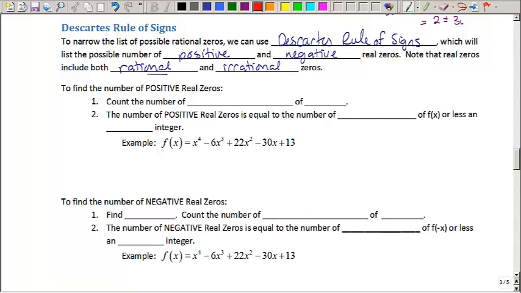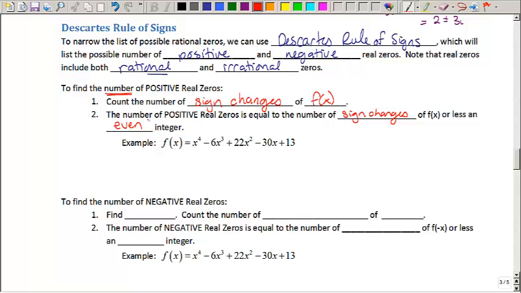Fortunately, to find the number of positive real zeros, not that that will find the positive zero, but to find the number of positive real zeros is not too bad. We are going to count the number of sign changes between each of the terms of f of x. And we will know that the number of positive real zeros is equal to the number of sign changes of f of x, or less an even integer. Even integers because the complex come in pairs. Also, irrationals come in pairs, and so that's why we subtract off an even integer.